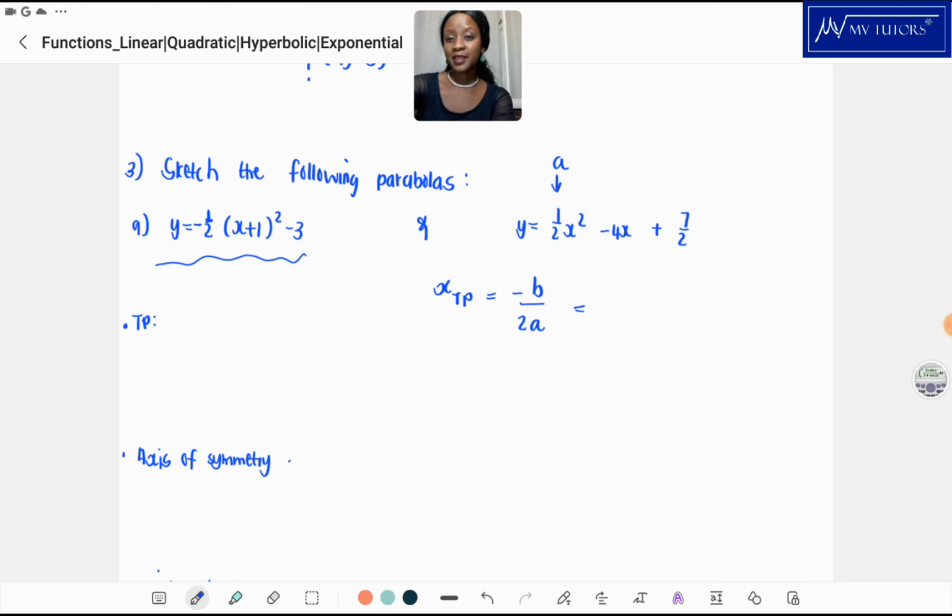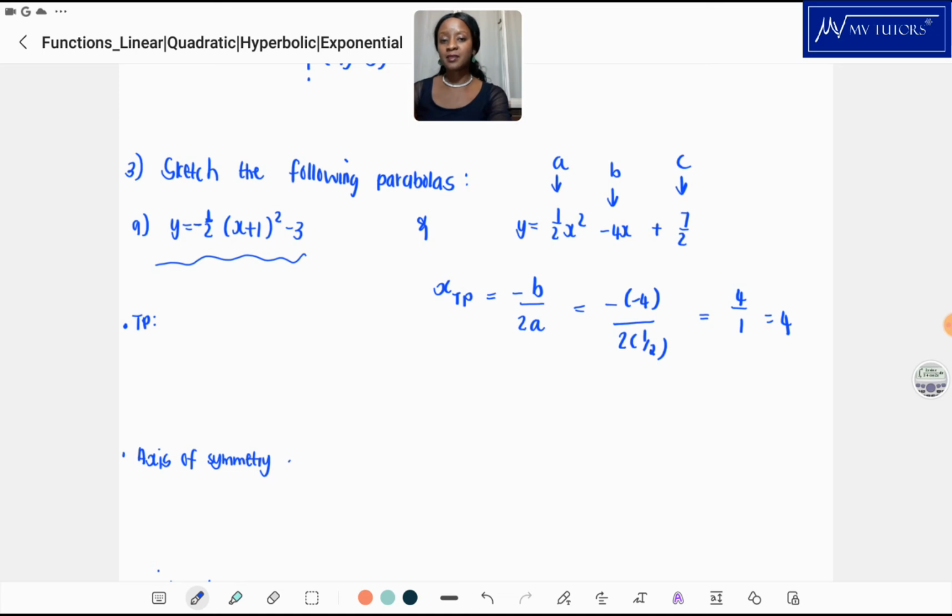The coefficient of x squared is a. The coefficient of x, that's b. And then the final part there, the y-intercept, that is 7 over 2, which is like 3.5. Okay, so -b, so basically we're going to have -4 all over 2 times a half. Okay, and our answer will therefore be 4 over 1. So the x value is going to be 4.